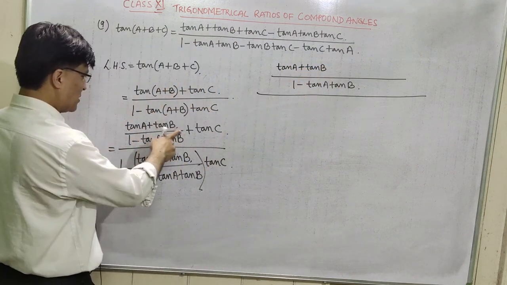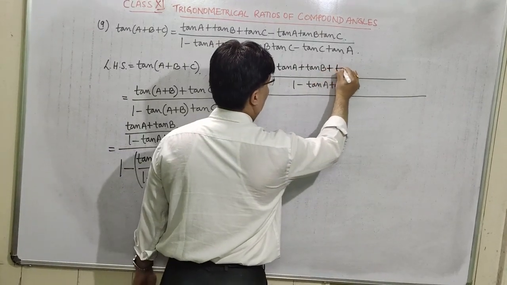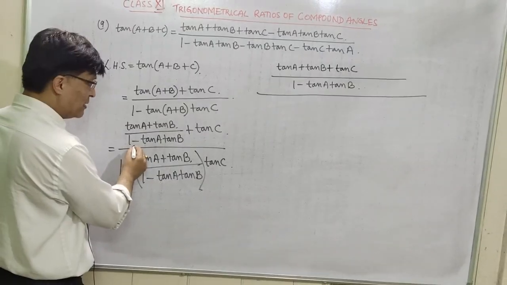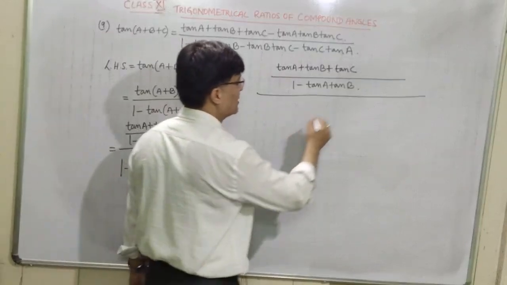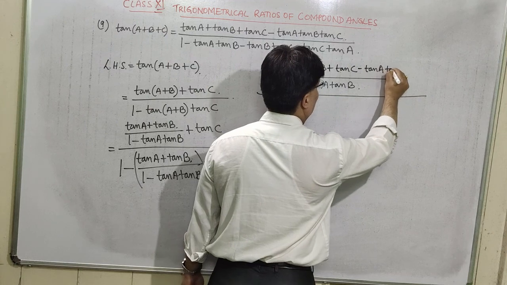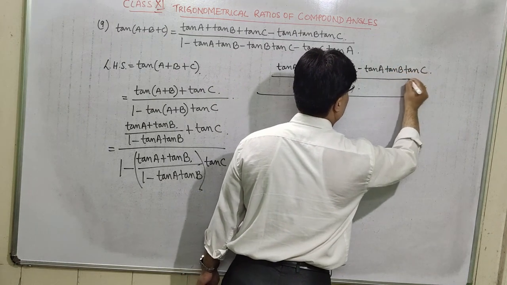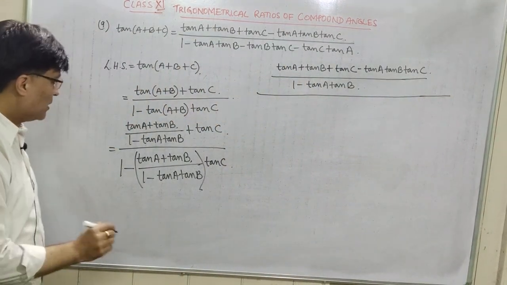Right? Tan A plus tan B plus tan C into 1, plus tan C. Then plus into minus, minus tan C multiplied by tan A tan B. So it is minus tan A tan B tan C. Minus tan A tan B, and this is tan C. So this is the numerator.